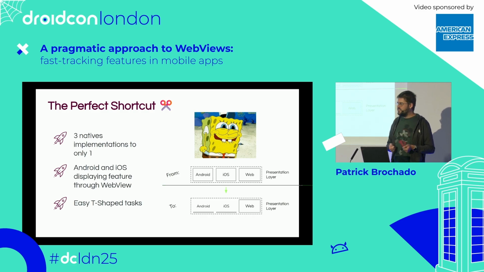And integrating a feature in a WebView is an easy T-shaped task that can be done by any developer or even by an AI. And the best part, we can now deploy live updates to our web features instantly without waiting for the App Store review. So we are getting to the destination faster.